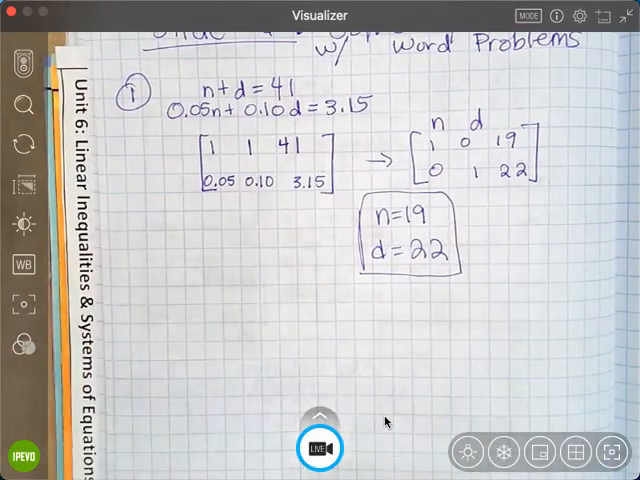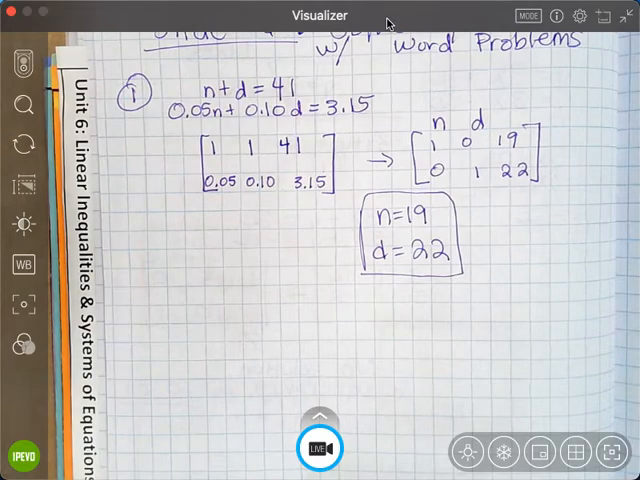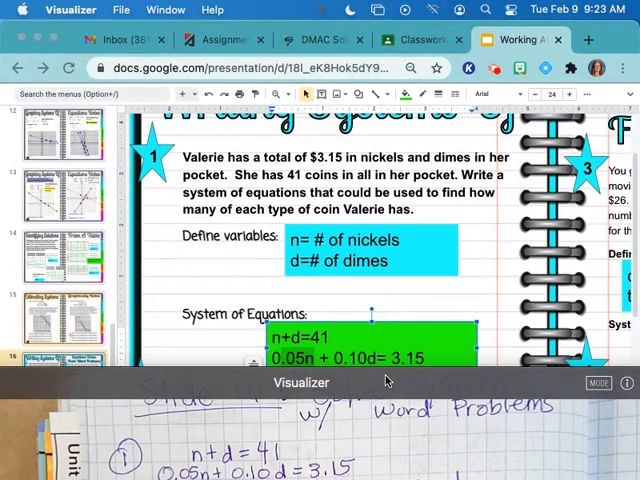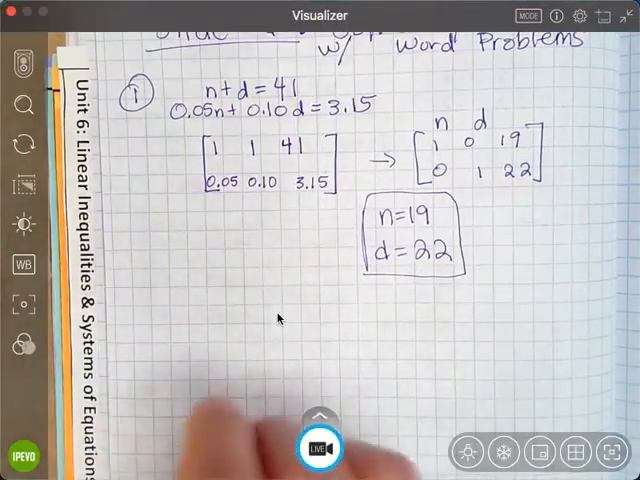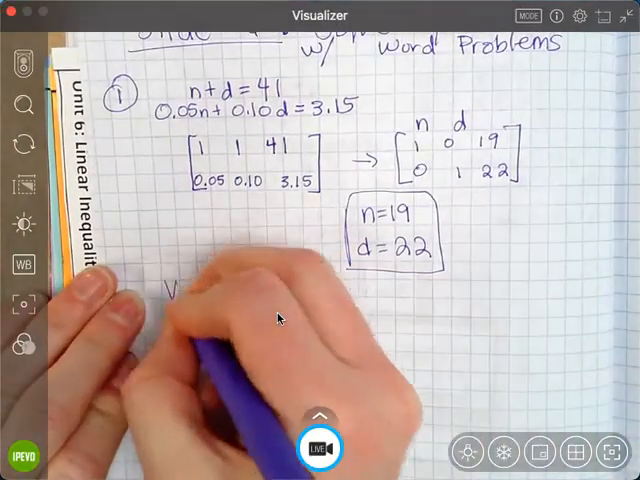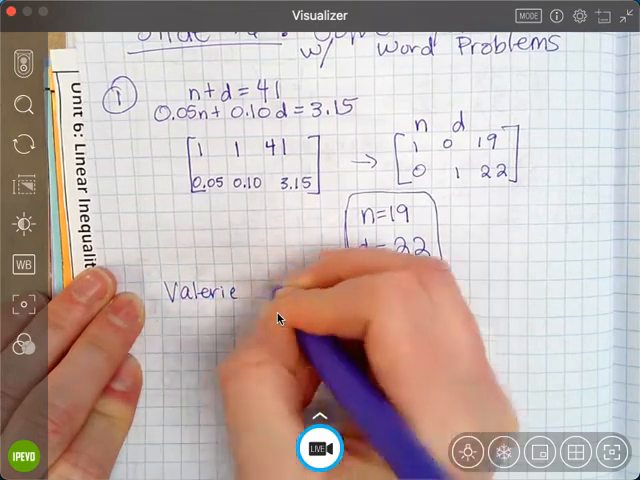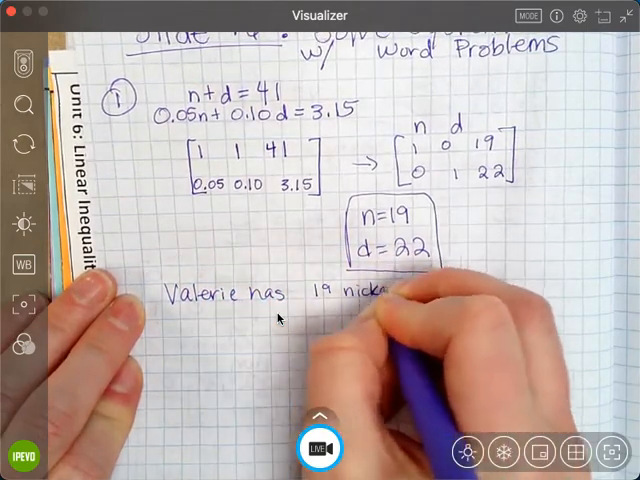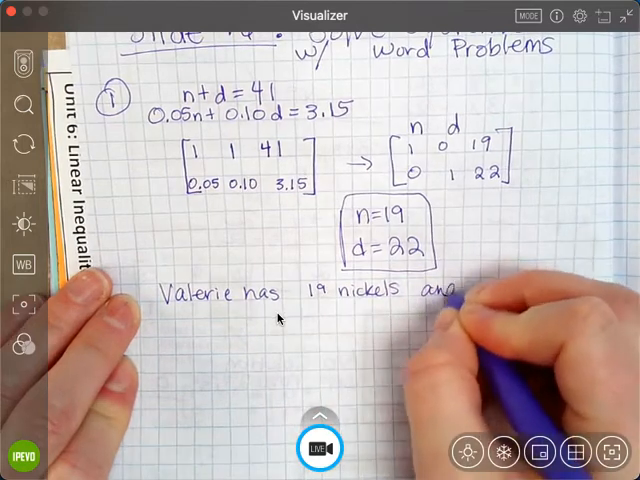But because this is a word problem, we have to write our solution or our answer in words. So let's look back at the question. It says, write a system of equations that could be used to find how many of each type of coin Valerie has. We need to write our solution in words. So we would say Valerie has 19 nickels and 22 dimes.